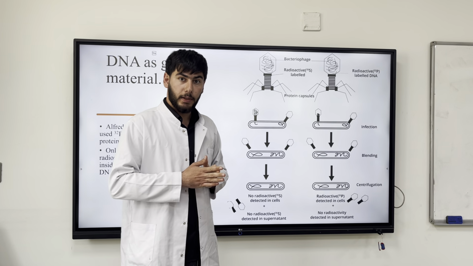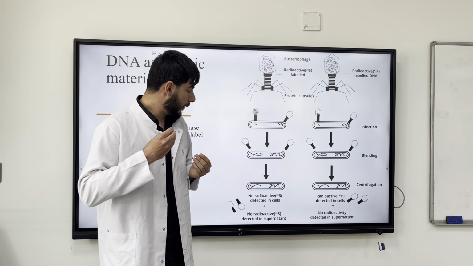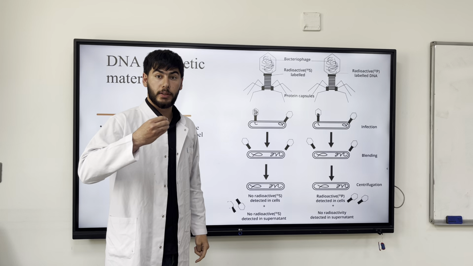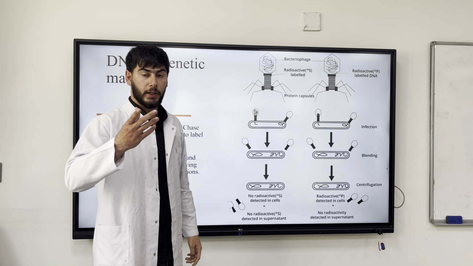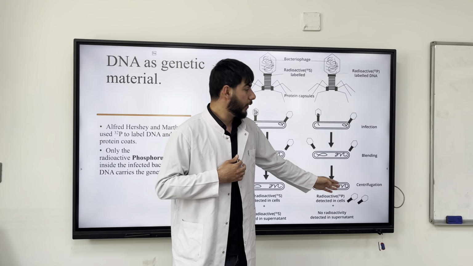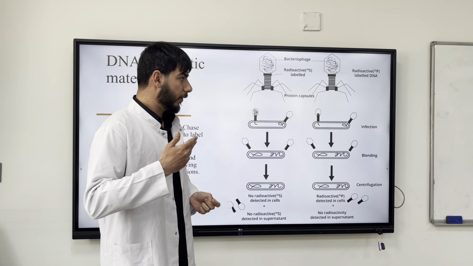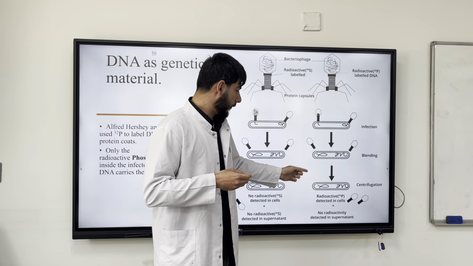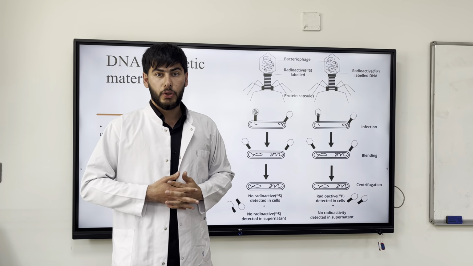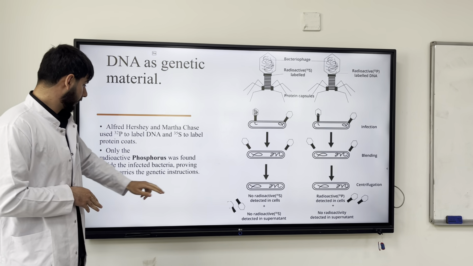In the end result, if we find S35 inside the bacteria, it shows that the protein is the genetic material. But if we find the P32, we know the DNA is the genetic material. After this experiment, they discovered that we have the P32 inside the bacteria after centrifuging, and that is the reason that DNA is the genetic material. Now, DNA is the genetic material.